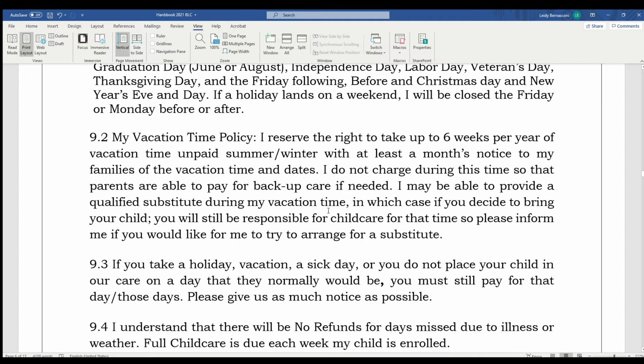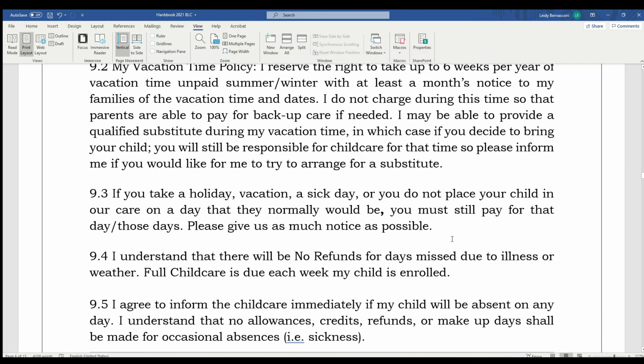But I let them know in advance. Most of the time, I always have a substitute teacher who takes my place, and I'm able to take my vacation. My daycare is always open because I have a lot of people that depend on my service. So for that reason, I don't close.